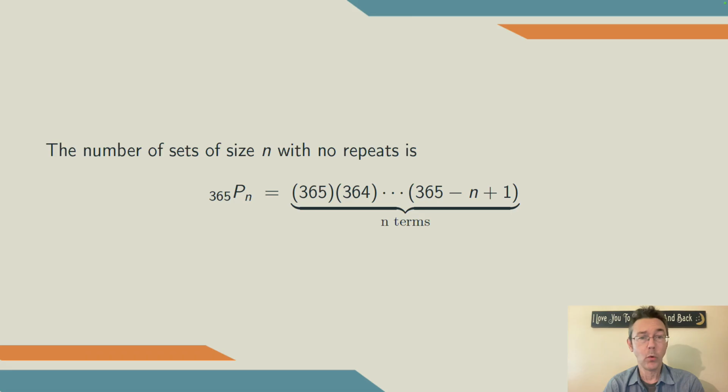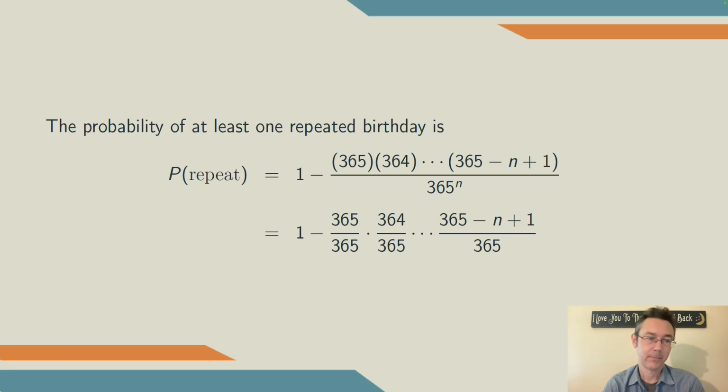Imagining these people arriving one at a time, for one individual there are 365 possible birthdays with no repeated birthdays. When the second one gets there, there are 364 different birthdays that person could have without there being a repeat. Then 363 for the third, and so on. So the number of sets of size n with no repeats is 365 times 364, and we keep multiplying until we have n terms. Saying that slightly more briefly, a bit more mathematically, the number of sets of size n with no repeats is 365 permute n.